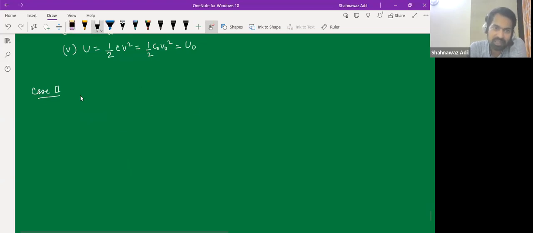Okay, so now in the second case, a dielectric is placed and the battery is connected.